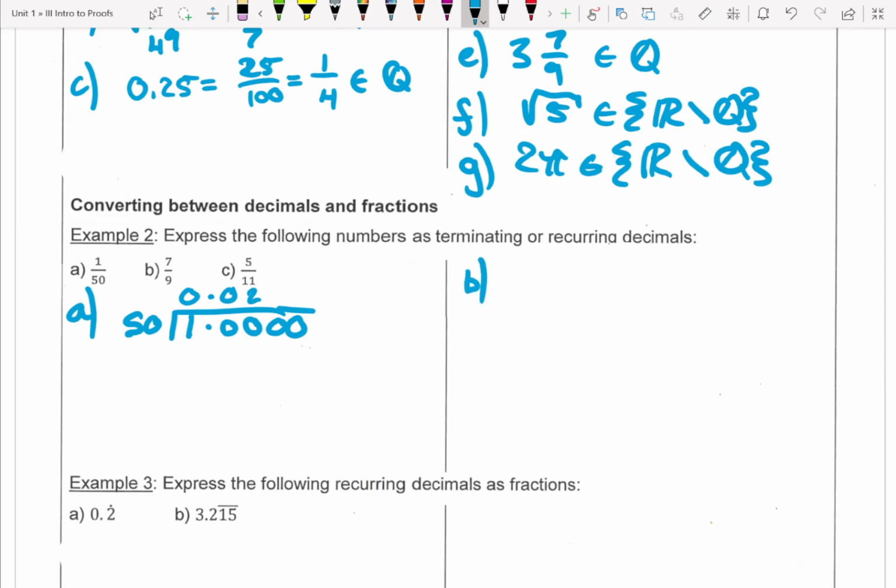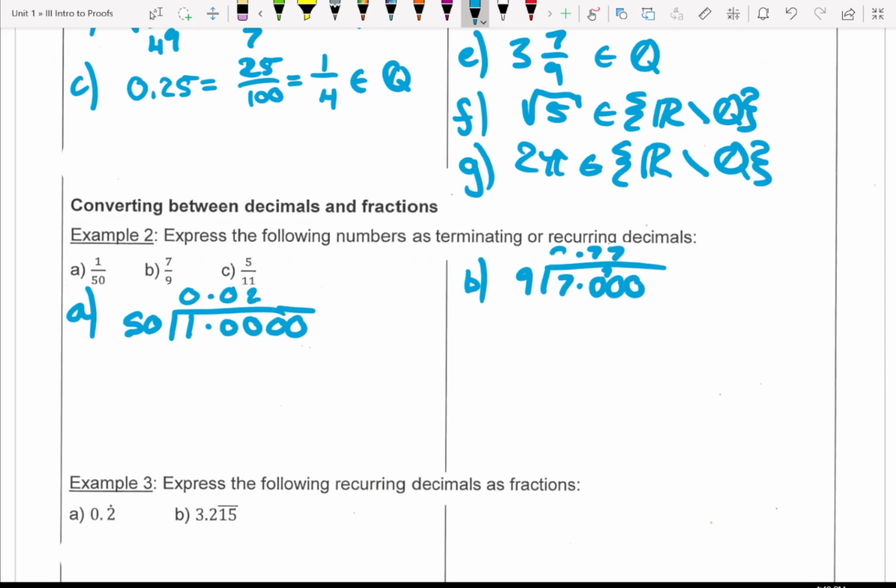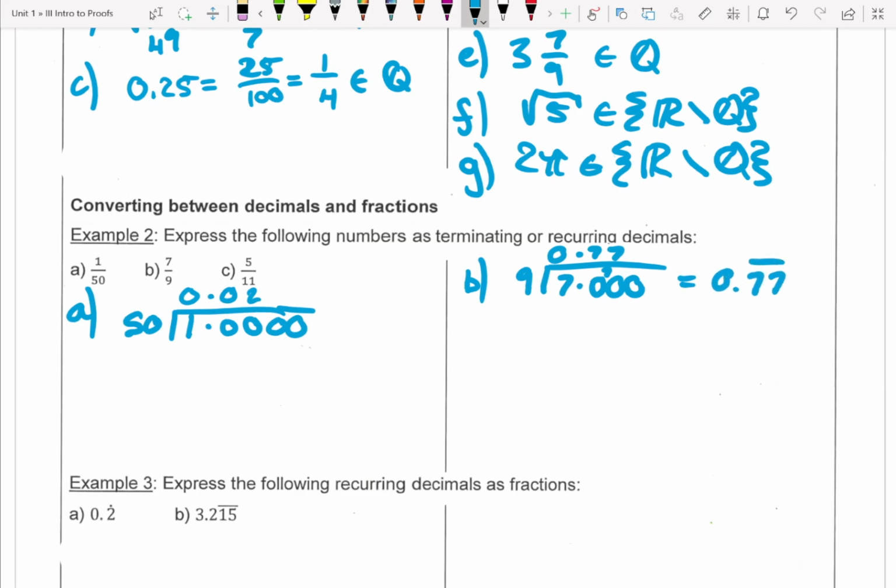Now for part B, we've got 7 being divided by 9. So 9 goes into 70, 7 times. We have a remainder of 7. 9 goes into 70, 7 times with a remainder of 7. So we can see this is recurring forever. So that's going to be 0.77 recurring.